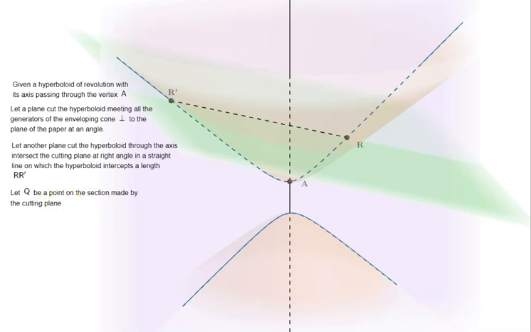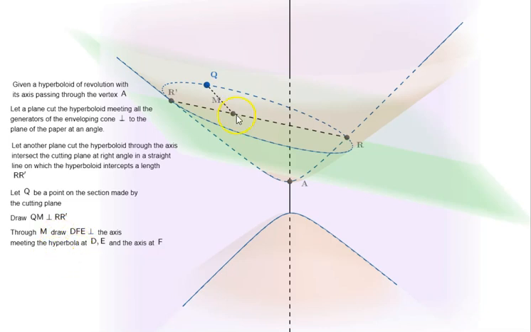Now let Q be a point on the section made by the cutting plane. So let's mark the section made by the cutting plane. Now let Q be a point on this section. Let's draw QM perpendicular to r prime. Through M, draw DFE, a straight line perpendicular to the axis, meeting the hyperbola at D and E and the axis at F. F is the intersection of DE with the axis.